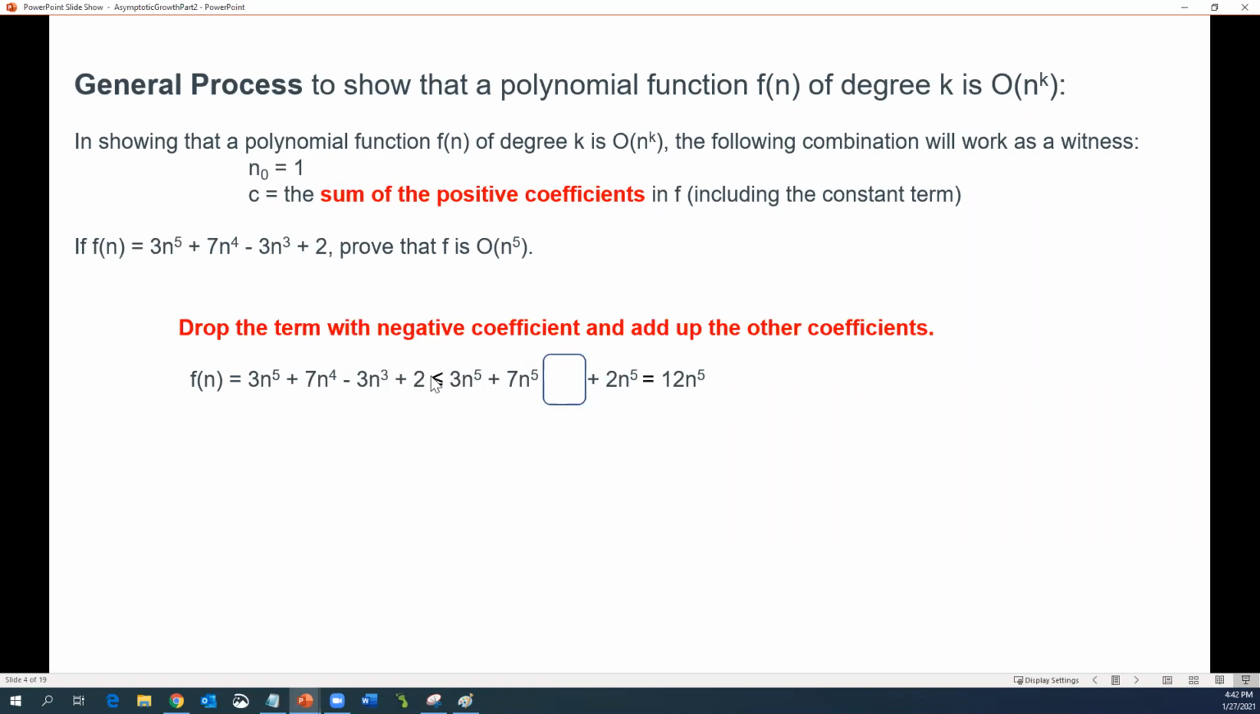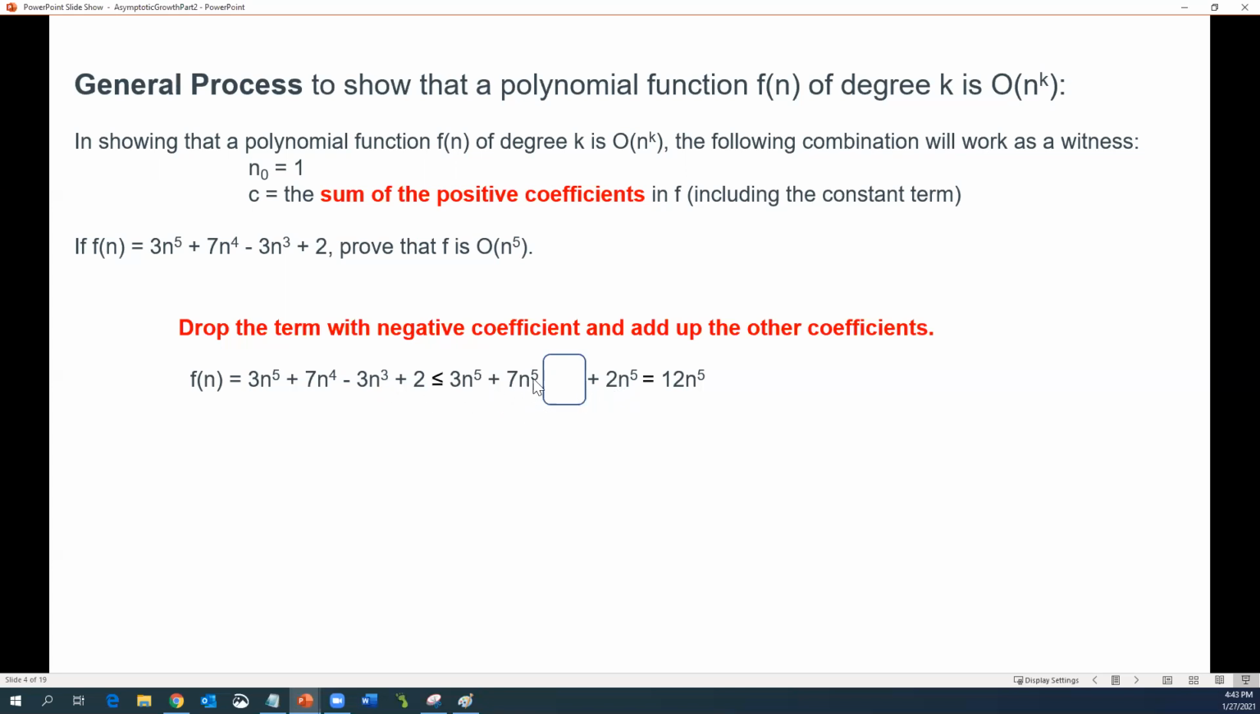So that's why I have a less than or equal to, because I dropped the negative term. But then we did another thing here. Remember, we pumped up the exponent on the n. So this was an n to the third, and I'm going to make it n to the fifth. And this was just a plain 2, and I'm going to put an n to the fifth there. Now, I can't just do that and say it's equal because it's not equal.